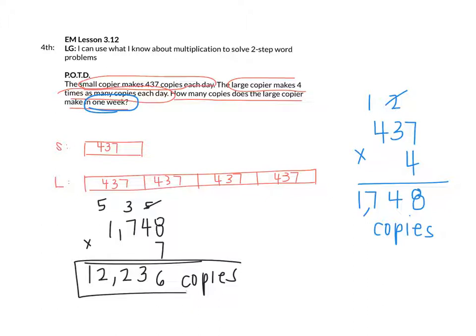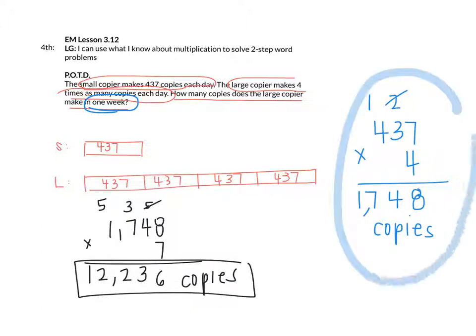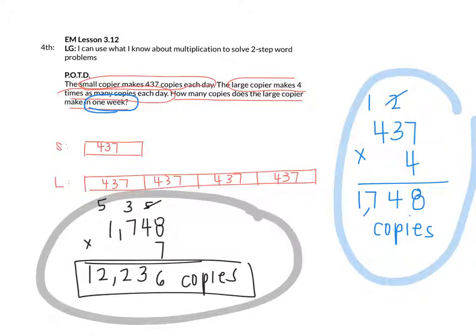Do you see how this was a two-step word problem? The first step we had to find out was how many copies the large copier makes in one day. The second step to get our final answer was how many copies then in 1 week. So this is an example of our learning goal. This is an example of a two-step word problem. Yes? Good.